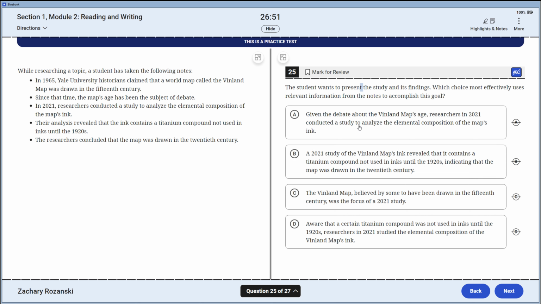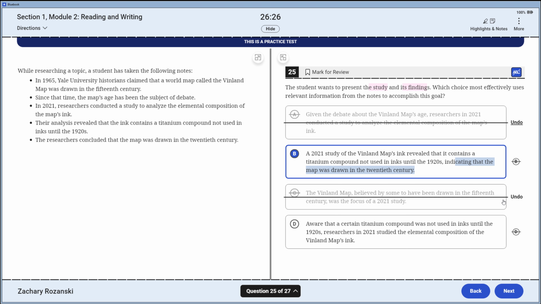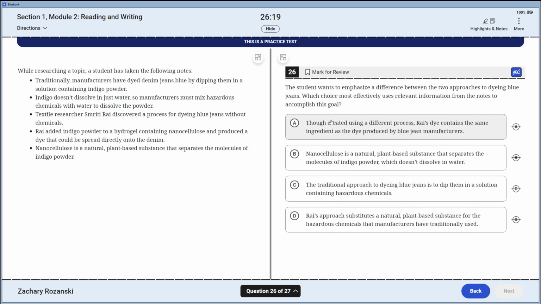We can zoom out one tick so that we can see everything in front of us. I want to present the study and its findings. The study and its findings. Given the debate about the age, researchers conducted a study. This doesn't have the findings. This is kind of like the aim, what they were setting out to do. A study revealed, I love this word of reveal, indicating this is a good look. The Vinland map, believed by some to have been drawn, was the focus of the study. No, this doesn't even have the findings. Aware that a certain titanium compound was not used in inks until the researchers studied the elemental composite. We don't have a result here, so this has to be it.